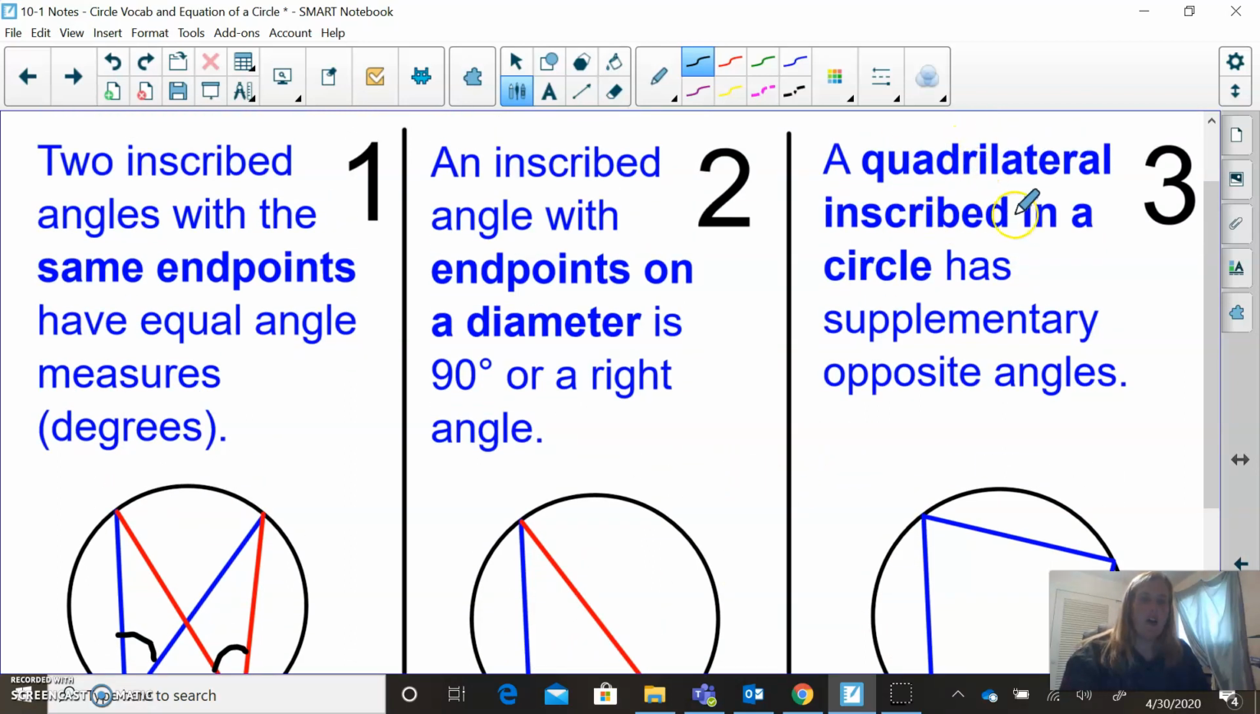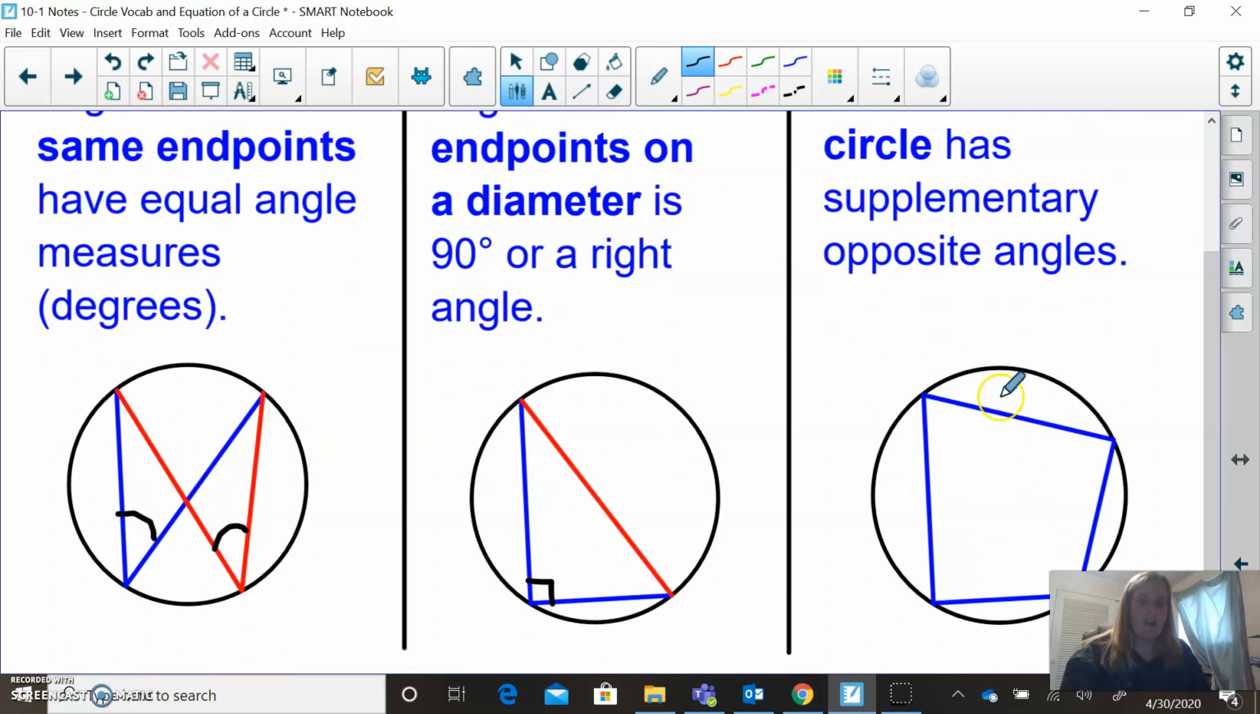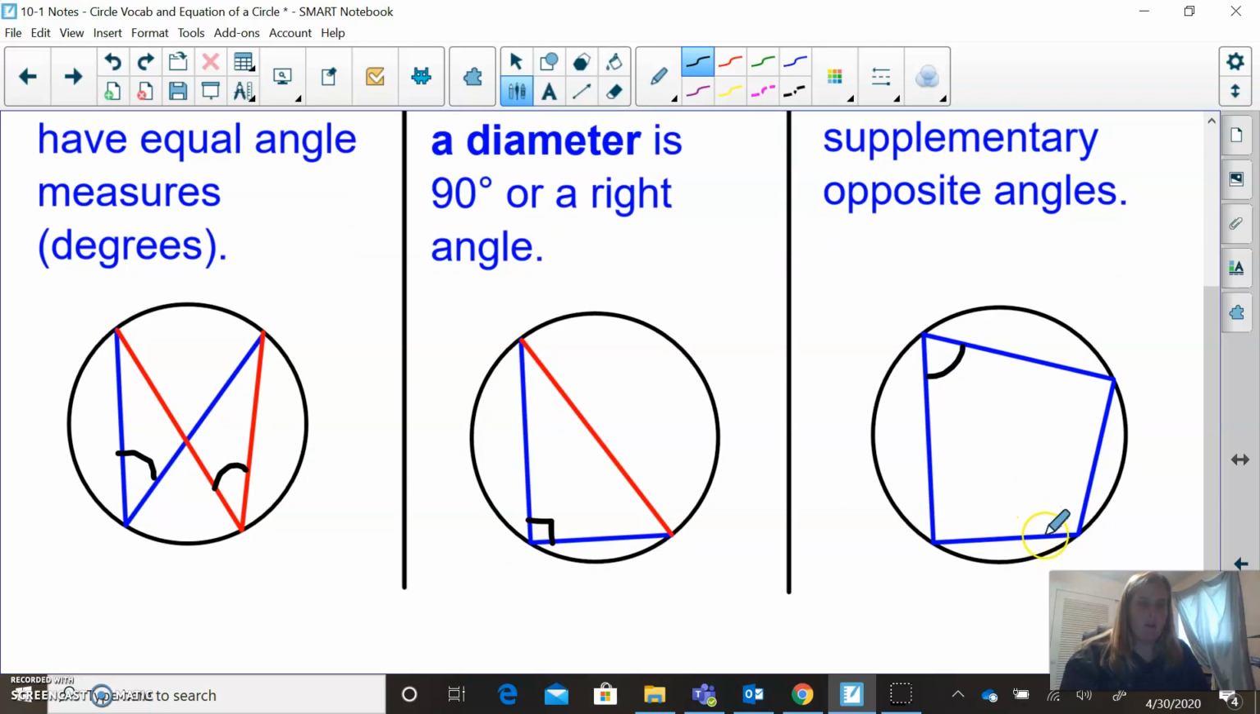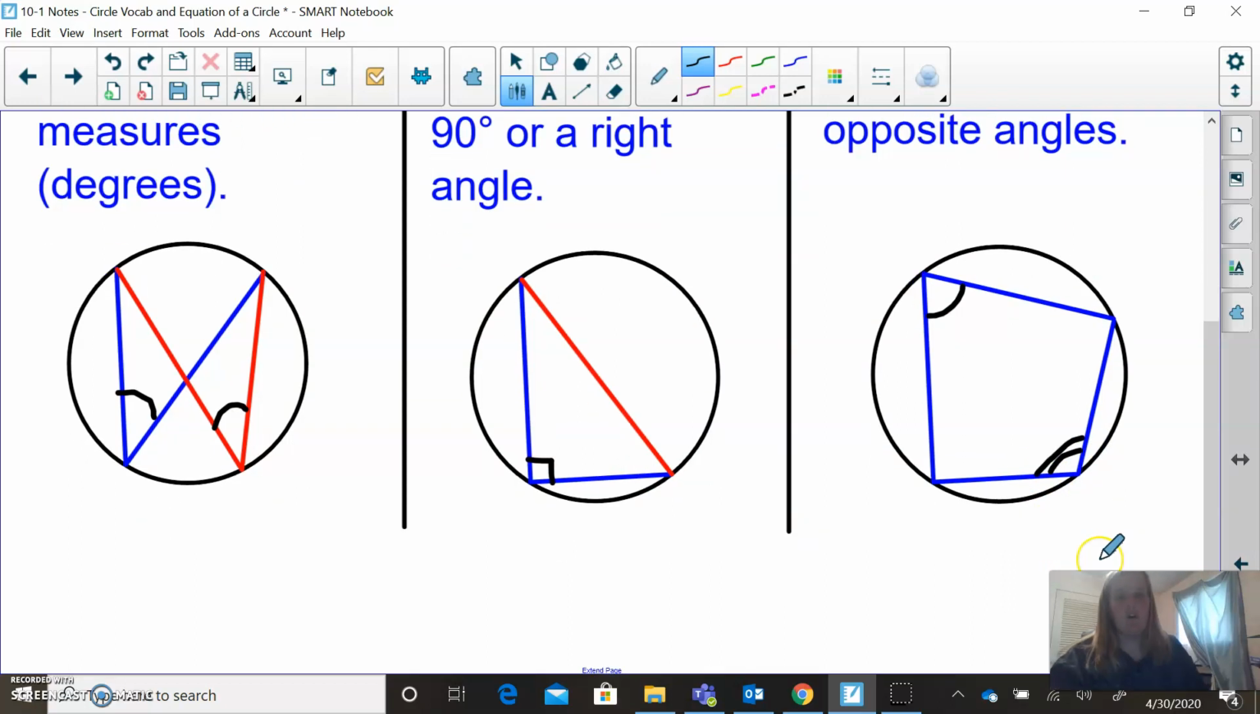A quadrilateral inscribed in a circle has supplementary opposite angles. So that means this angle and this one are going to add up to 180. These are going to add to 180 degrees. Okay, let's keep going.